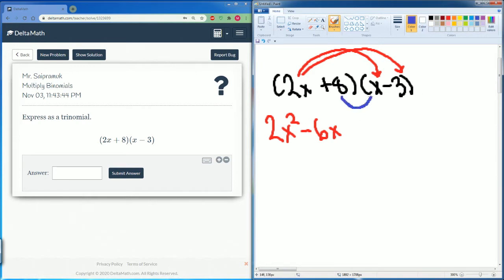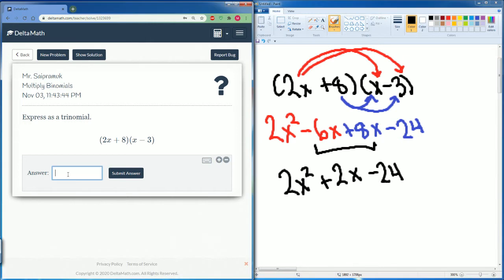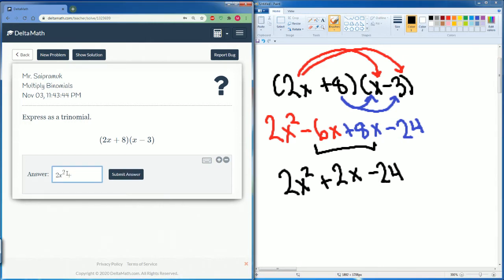8 is going to be distributed to the x. Gets you 8x. Then 8 is going to be distributed to the negative 3. Gets you negative 24. You have some like terms here. Negative 6x plus 8x gets you 2x. Bring everything else down. Your final answer is 2x to the second power plus 2x minus 24.